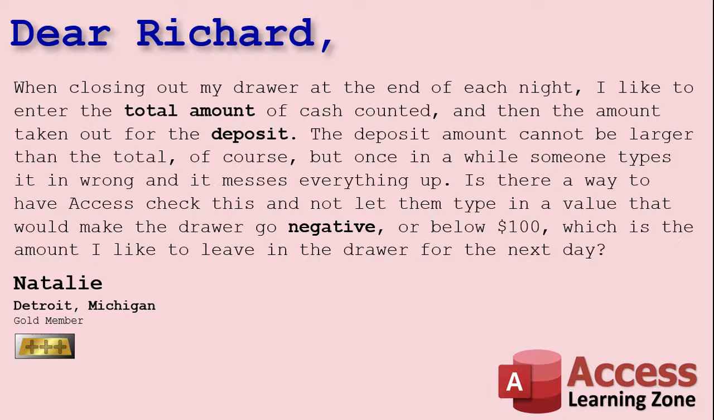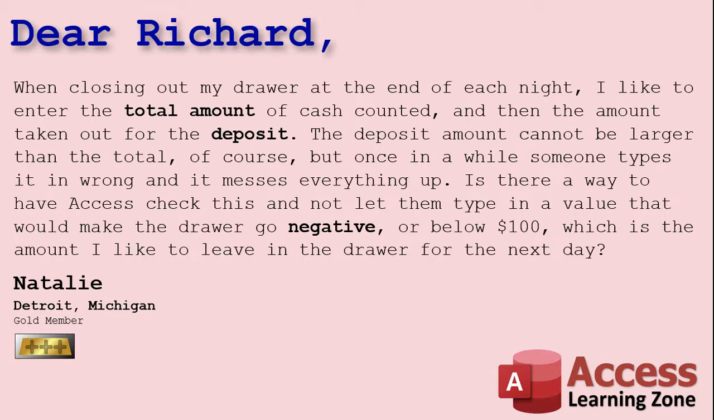Today's question comes from Natalie from Detroit, Michigan, one of my gold members. Natalie says, when closing out my drawer at the end of each night, I like to enter the total amount of cash counted and then the amount taken out for the deposit. The deposit amount cannot be larger than the total, of course, but once in a while someone types it in wrong and messes everything up.